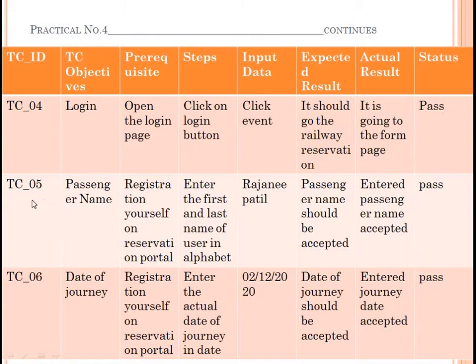Then the next test case is number 5. The objective of test case number 5 is the passenger name.